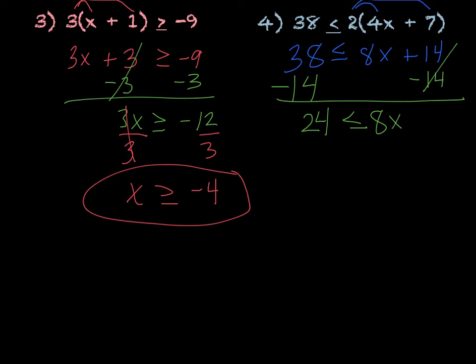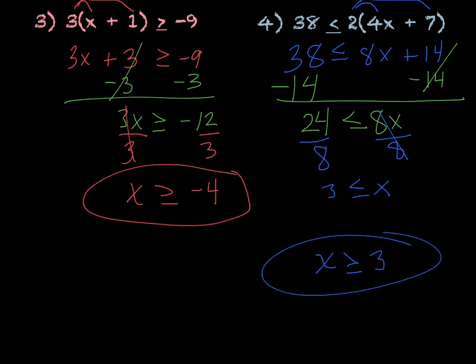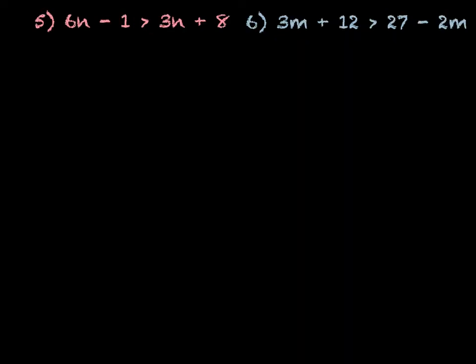So the next step is to get rid of the 8, so I'm going to divide by 8. 24 divided by 8 is 3, less than or equal to x. Since it's standard to write the x on the left side, we're going to say x is greater than or equal to 3. Final answer. Now we have some problems with multiple variables in them. We do the same thing. We put things together. And then if we multiply or divide by a negative number, we flip the sign.